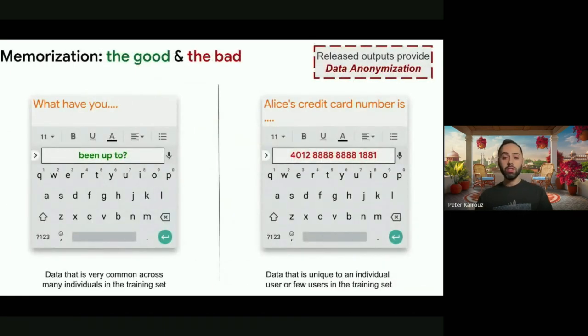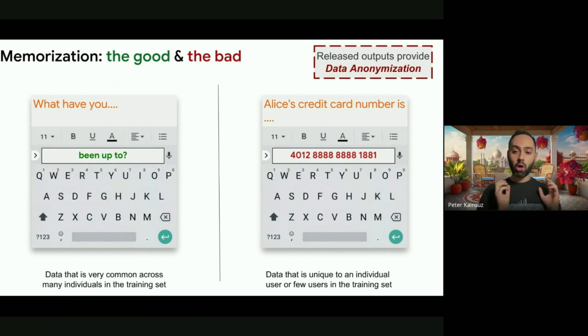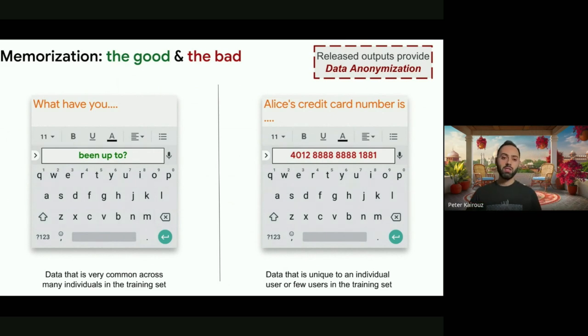Now, in addition to data minimization, I want to talk about data anonymization. And in fact, the bulk of this talk is going to focus on data anonymization. And with regards to data anonymization, memorization is the most important thing for us to understand. Here I'm showing on the left-hand side what I am calling good memorization. These are patterns in the training data that are very common across many individual users. And we want models that are trained to actually capture those patterns.